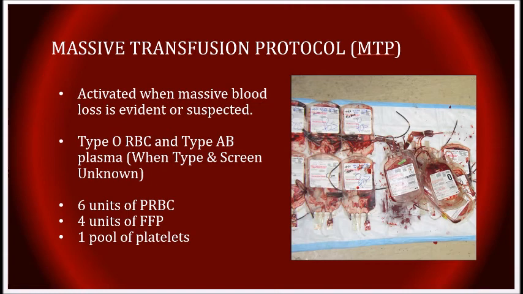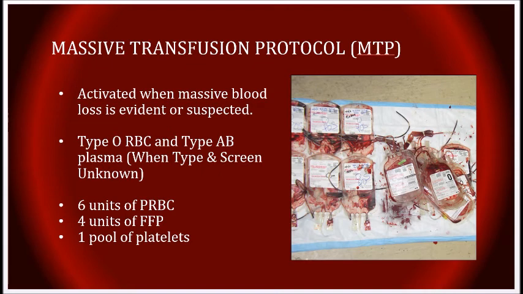So some hospitals have this, and I think it's a great thing, because it allows a quick response to patients who are losing blood very quickly. So it's activated when massive blood loss is evident or suspected, because remember, external bleeding is quite evident, but internal is very insidious, right? So type O red blood cells and type AB plasma when the type and screen is unknown.